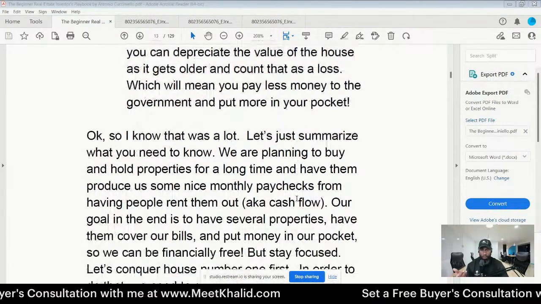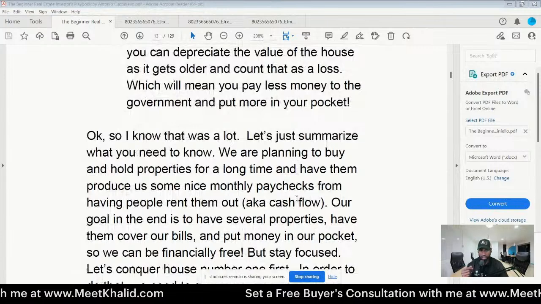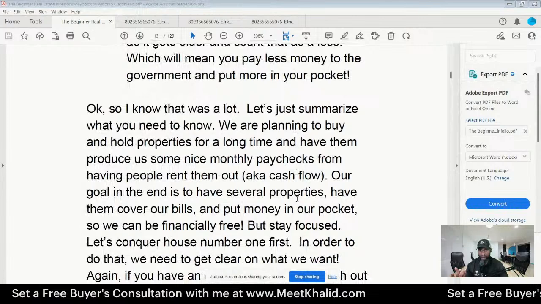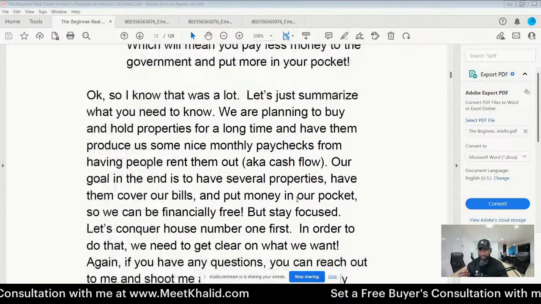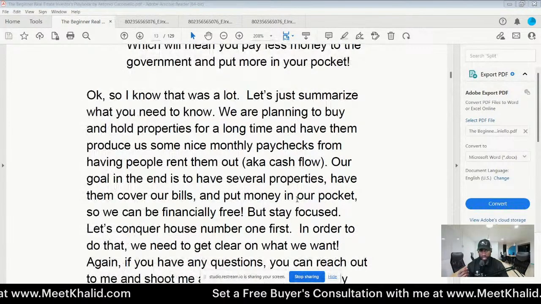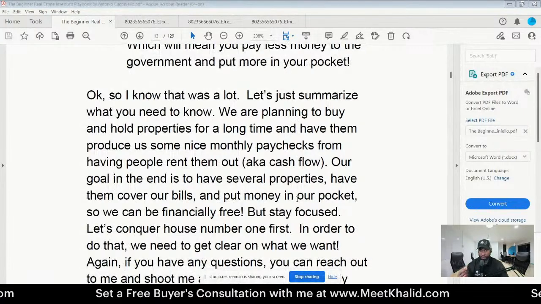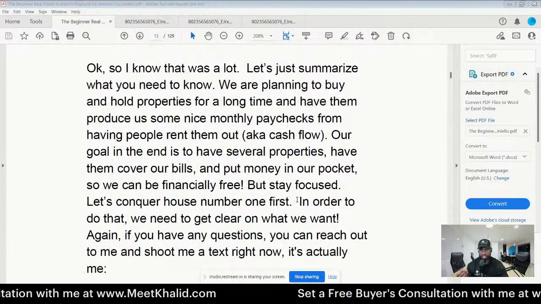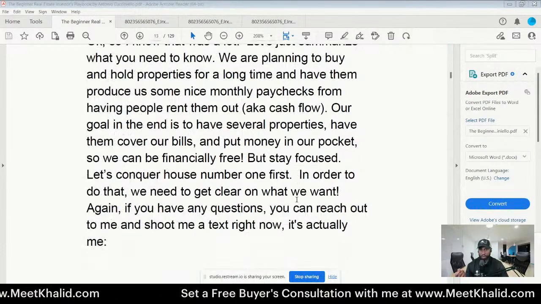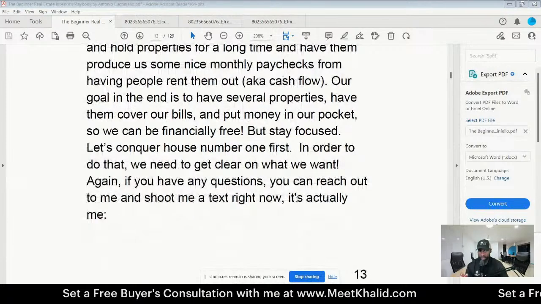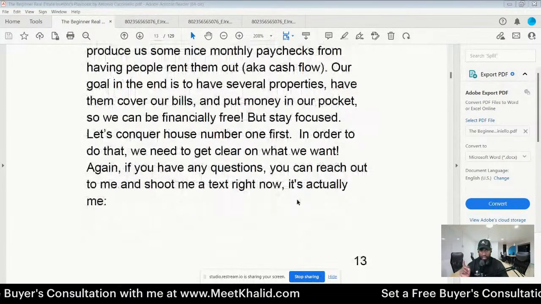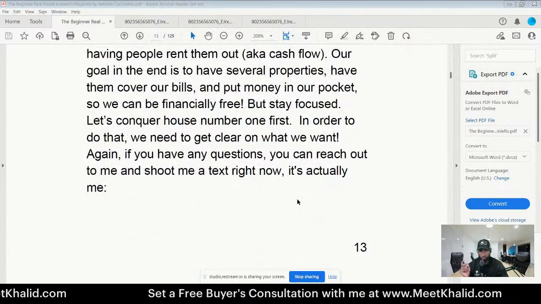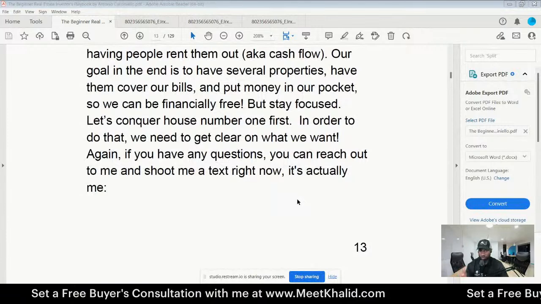So this guy, the article says, I notice this a lot. So let's just summarize what you need to know. We are planning to buy and hold properties for a long time and have them produce some nice monthly paychecks from having people rent them out, aka cash flow. Our goal in the end is to have several properties, have them cover our bills, and put money in our pocket so we will be financially free. Focus. Let's conquer house number one first. In order to do that, we need to get a clear picture of what you want.